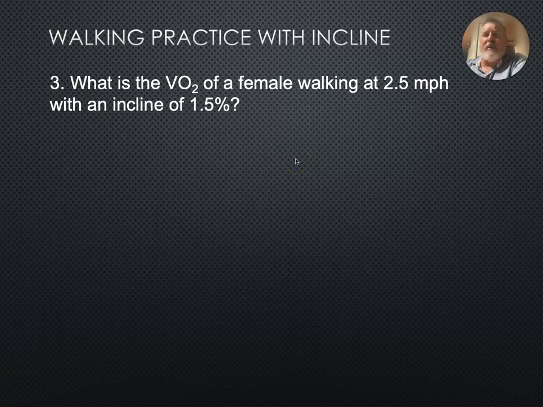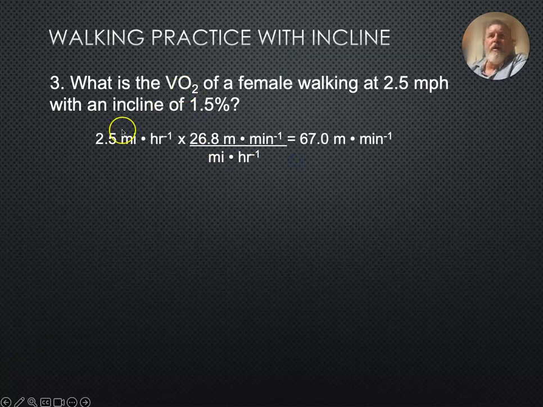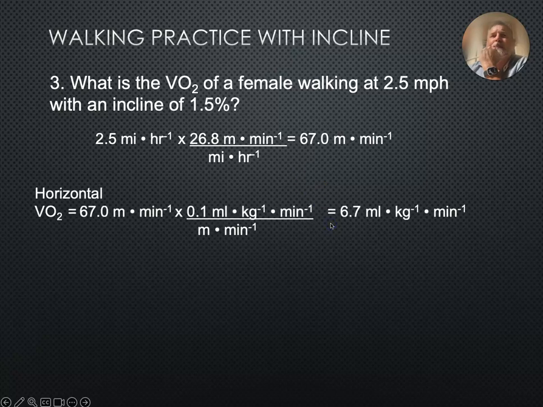Well, we want to convert miles per hour to meters per minute. Do you remember how to do that? Multiply by 26.8. So we have our 2.5 miles per hour times 26.8 meters per minute per mile per hour. I'm going to get 67 meters per minute. So this is how I convert 2.5 to meters per minute.